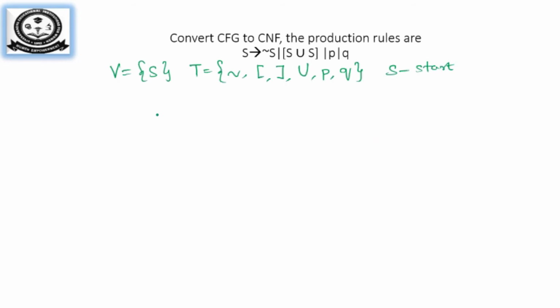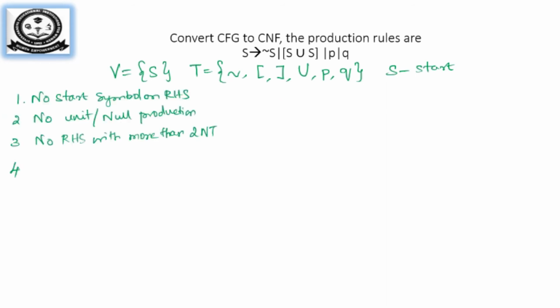Now you have to remove the rule. Here we know that there is no start symbol on the right hand side, no unit or null production, and no right hand side is having more than two non-terminals. So what is to be removed? You can see S tends to a terminal symbol and a non-terminal symbol. Similarly, you have to remove this. Let me remove this first. So S tends to, instead of this, I can give some other term. So let me give X S, and X tends to the terminal symbol.